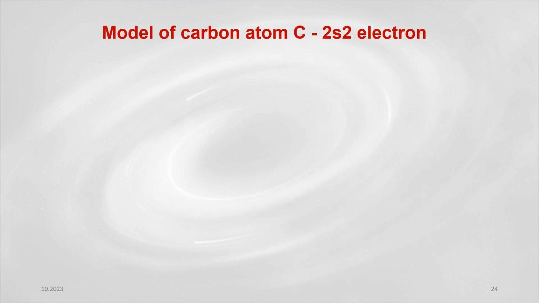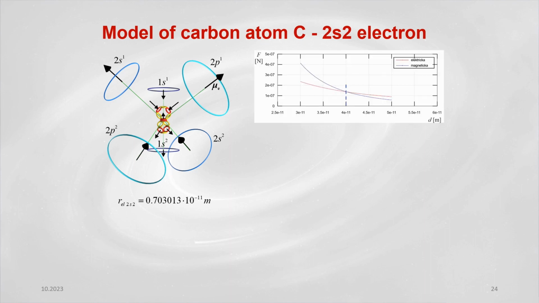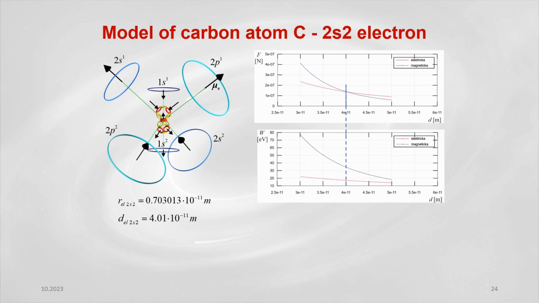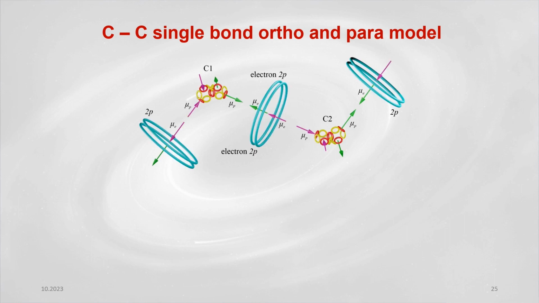We can perform the same calculations for an electron of type 2s. We can determine its radius, bond length, and binding energy. From the calculated values, we see that the type 2s electron is located closer to the nucleus of the atom and has a higher binding energy than the type 2p electron. The bond between two carbon atoms can be realized by a pair of 2p electrons in single bonds, or by a pair of 2s electrons in multiple bonds.